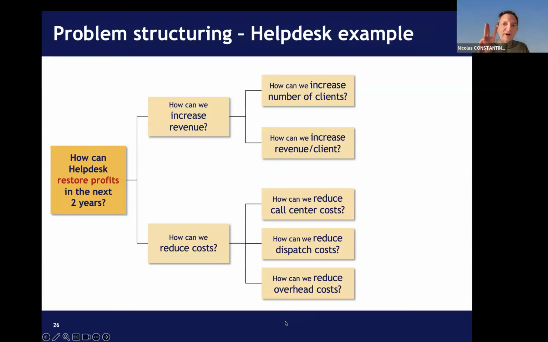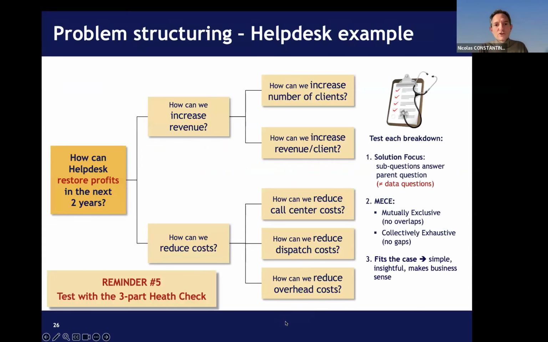And then we said there are 3 criteria that make a structure good. Number 1, solution focus, meaning it's the opposite of data questions. The questions that we have in our structure are such that solving for those questions actually gives us a partial solution. And when we solve for all these smaller questions, we get a whole bunch of partial solutions. We put them all together, and that gives us an overall solution. Test number 2, MECE. I don't need to explain that one.